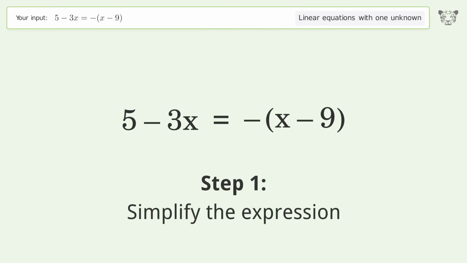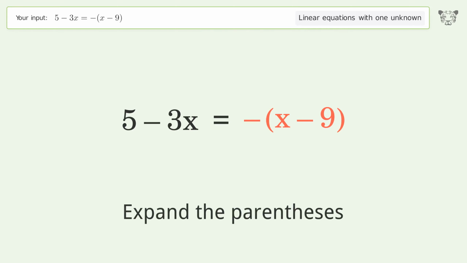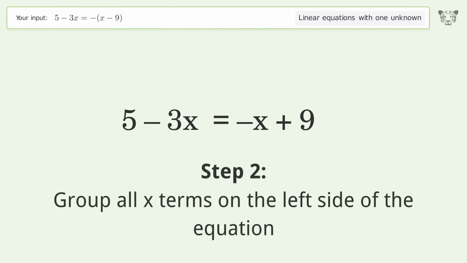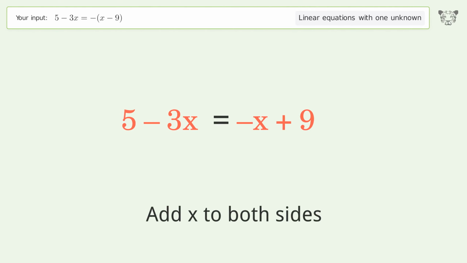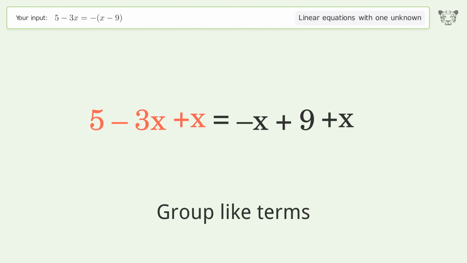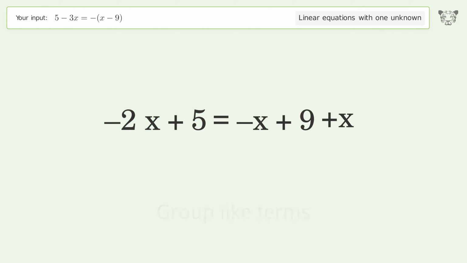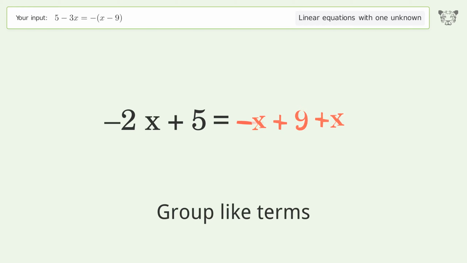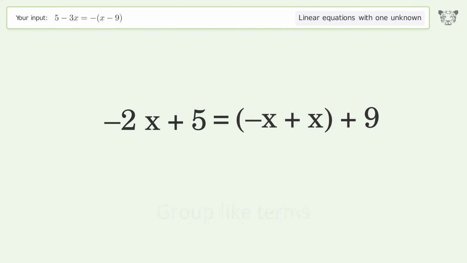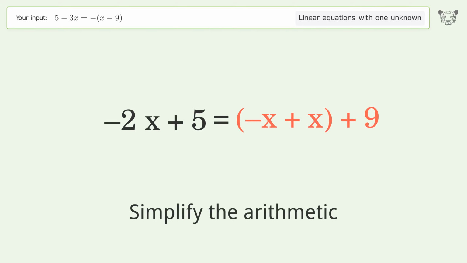Simplify the expression. Expand the parentheses. Group all x terms on the left side of the equation. Add x to both sides. Group like terms. Simplify the arithmetic. Group like terms. Simplify the arithmetic.